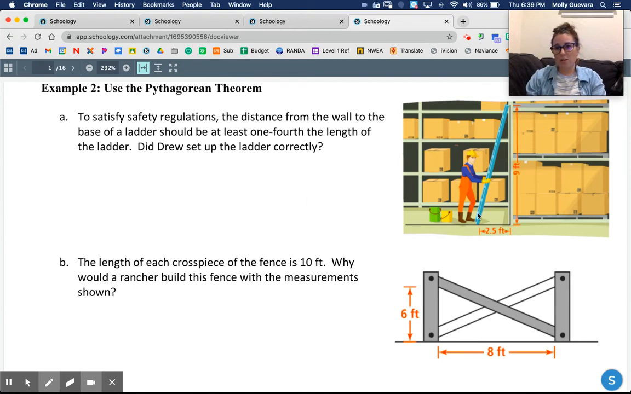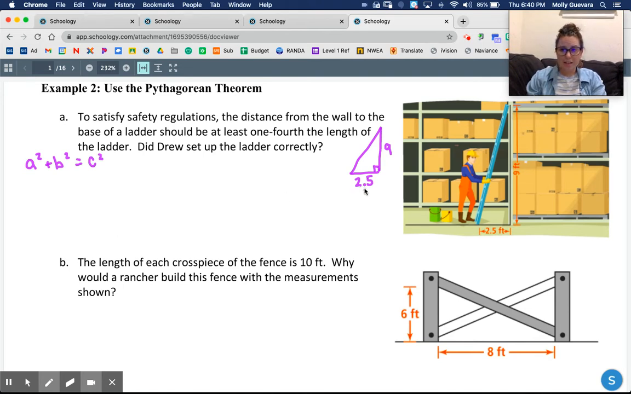So one, I need to know the length of the ladder. And I know it's kind of hard to see on your notes, so if you want to redraw it, that's fine. Where this is 2.5 and this is 9. And then here's the 90-degree angle. So I want to find the length of the ladder. So a squared plus b squared equals c squared.